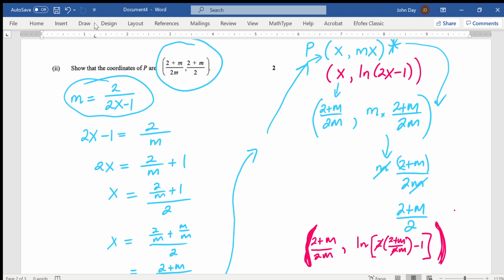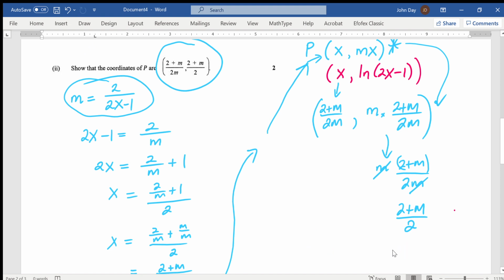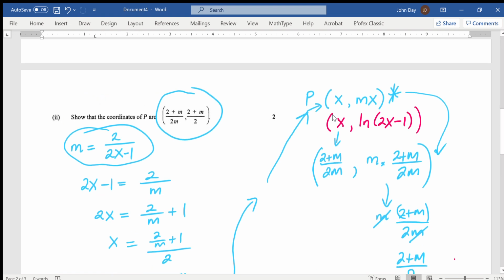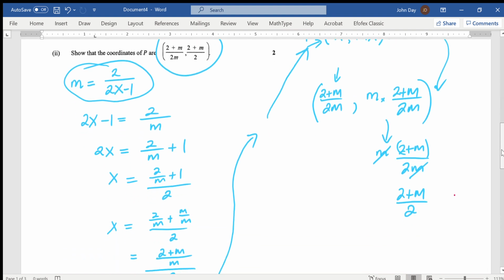So I'm going to now remove this because that's not the point of view they were after in this question. They were simply after it from the tangent line's point of view.